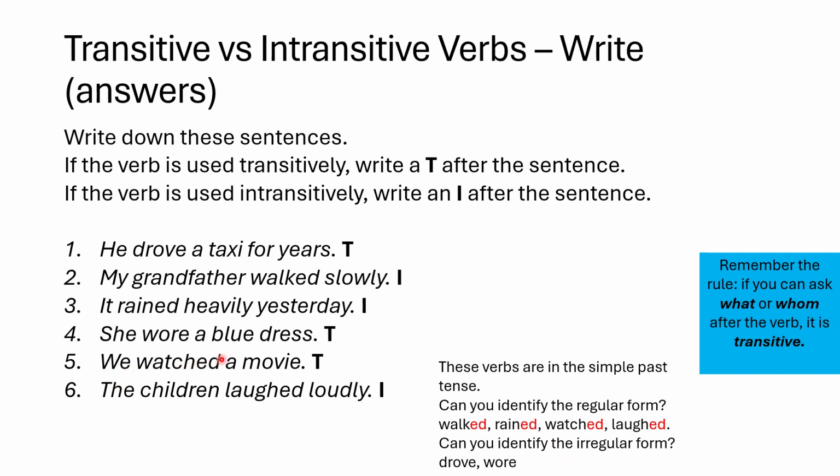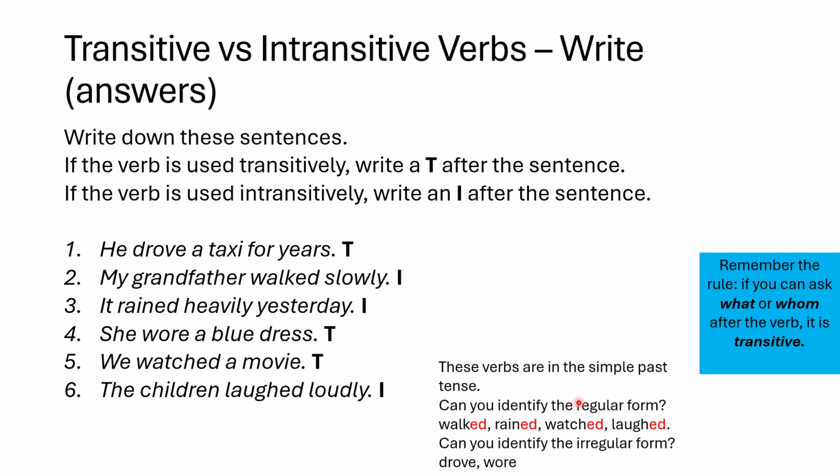She wore a blue dress. She wore. Can we ask what or whom? Yes, a blue dress. This verb is used transitively. We watched a movie. What did we watch? A movie. This verb is used transitively. The children laughed loudly. Can we ask what or whom after laughed? No. This verb is used intransitively.